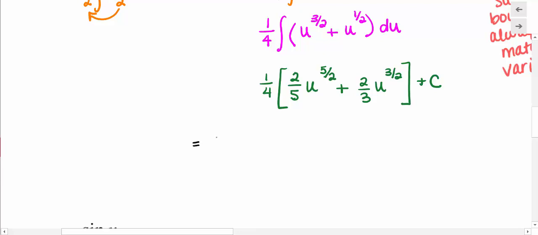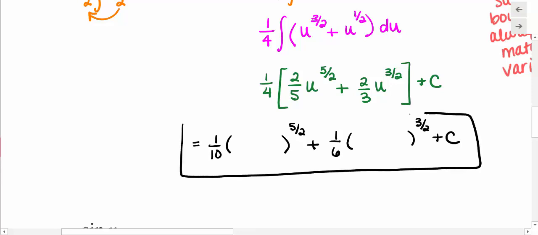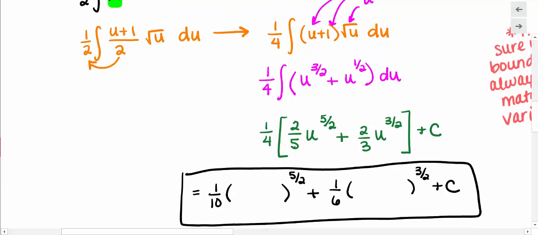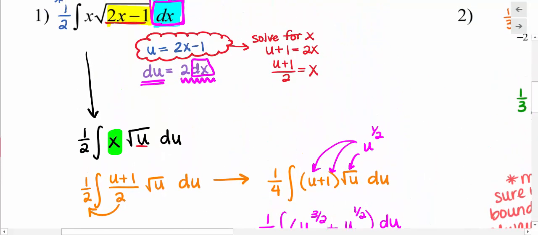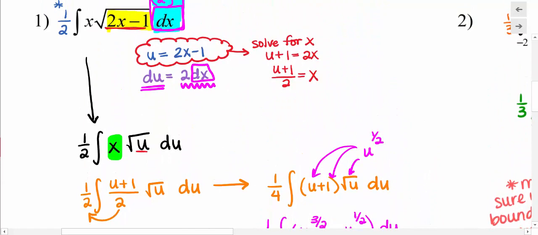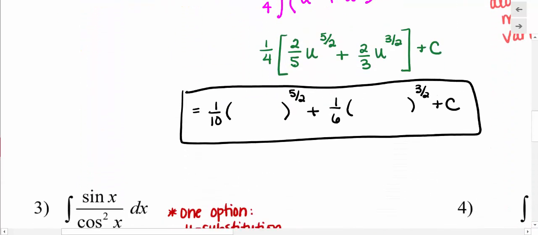So this will be 1/10 times my u to the 5/2 plus, and this, if I distribute that 1/4, would be 1/6, whatever my u is, to the 3/2. And I'm just going to go back up here in 1 second and look and see what my u was. My u, all the way back at the start, was 2x minus 1. So I'll put that in now. 2x minus 1, 2x minus 1.